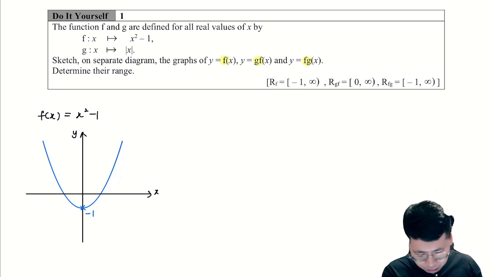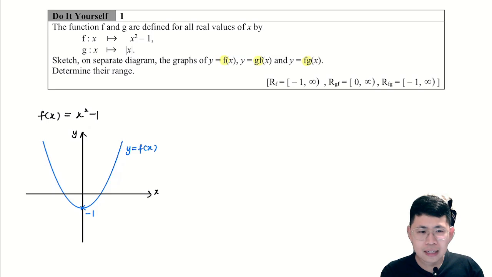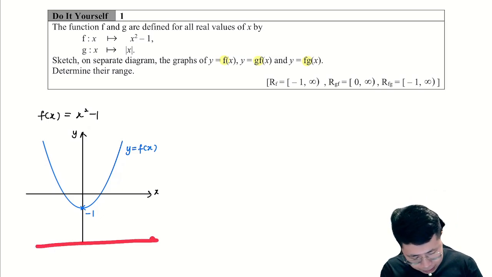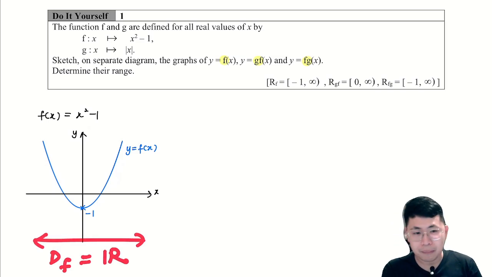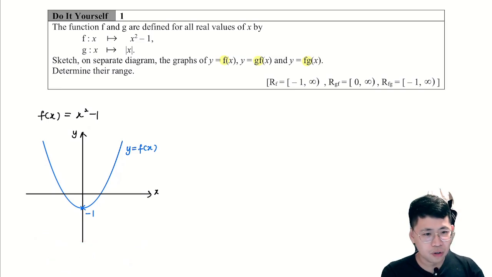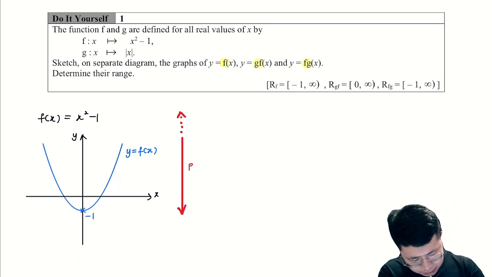The first one, f(x) is x squared minus 1. Very easy. It looks like this. So y equals f(x) over here. Because we are looking for the range, let us take a look at the domain first. The domain of f would be just simply the whole of real numbers. Now what about the range? It means we're going to see what are the range of y values, which is something like that, and this is our range of f.